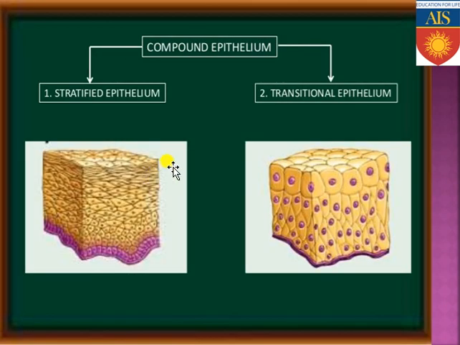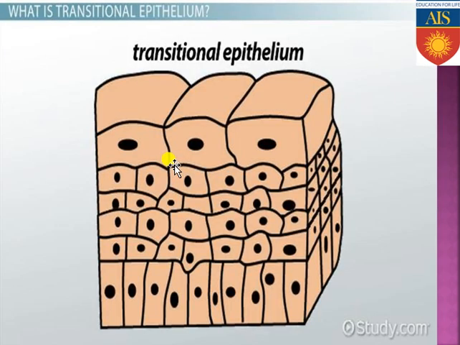We have already seen this compound epithelium is subdivided into two different categories. One is stratified epithelium, another one is transitional epithelium. That only has been shown here. So let's see one by one whatever type of epithelium is present. First one is the transitional epithelium.